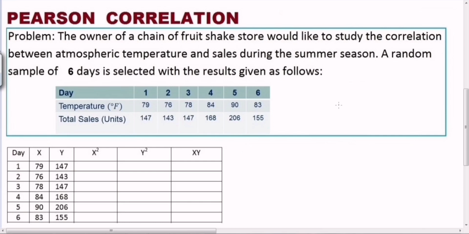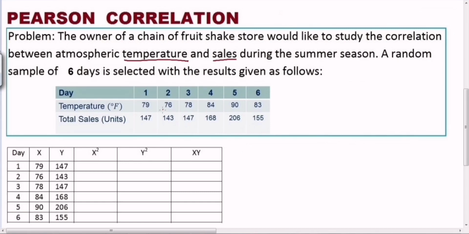So, ito raw yung owner ng fruit shake store. Gusto niyang malaman kung may correlation or may relationship ba yung atmospheric temperature or sa madaling sabi, yung temperatura na nararamdaman ng mga customers and yung sales niya during sa summer season. So, yun yung dalawang variable na gusto niyang malaman kung may relationship. Yung temperature at saka yung kanyang sales. Ibig sabihin, meron bang relasyon yung temperature at saka yung bilang ng nabebenta niya or yung sales niya ng fruit shake during nung summer season.